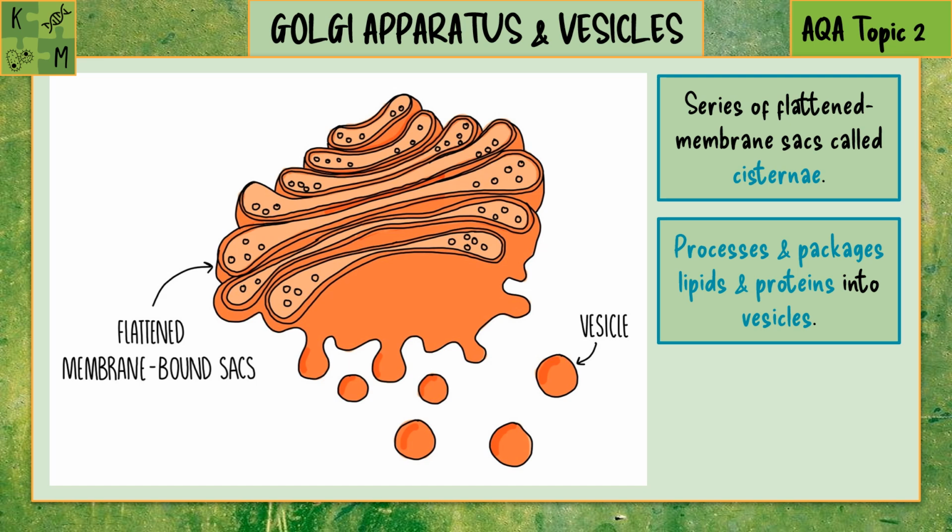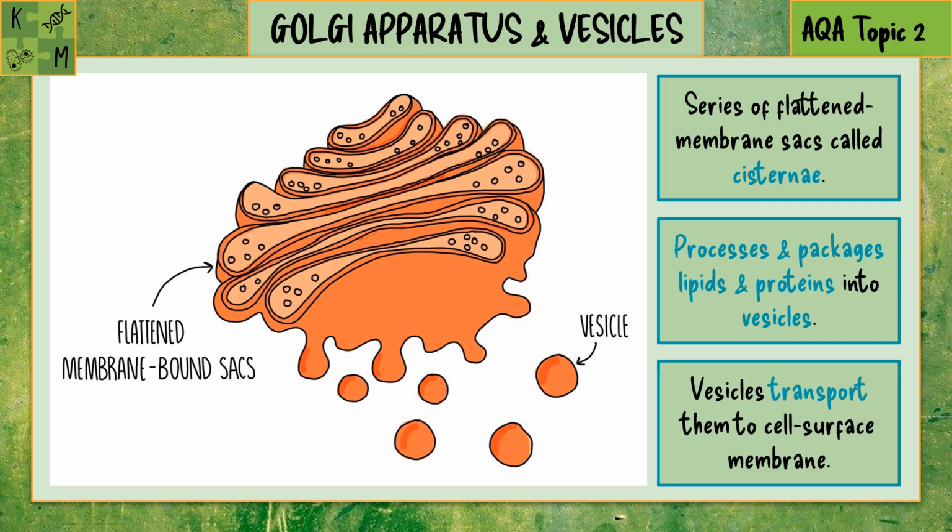Once a polypeptide has been produced on the ribosomes and processed in the endoplasmic reticulum, it's going to reach the Golgi apparatus for further processing and packaging. So, for example, a protein may become a glycoprotein by having a carbohydrate element added to it and then packaged into a vesicle, which will transport it to the cell membrane.